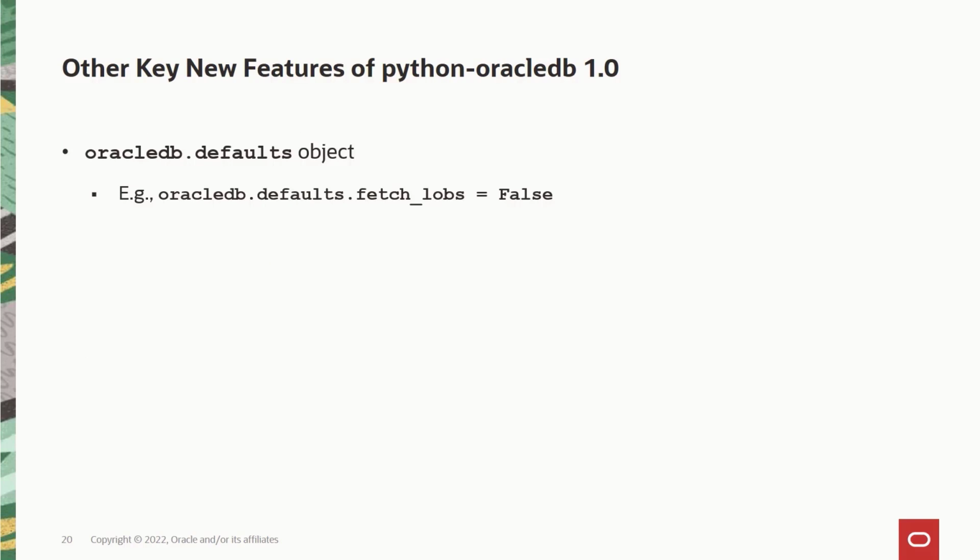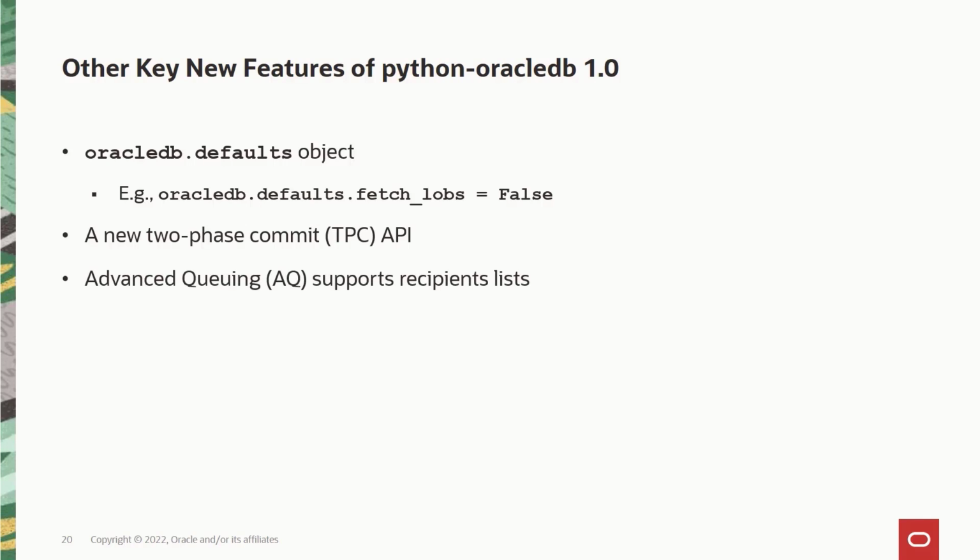A new OracleDB.defaults object has been introduced in Python Oracle DB for setting some common application-wide defaults. For example, the attribute OracleDB.defaults.fetch_lobs can be set to false so that the lobs are fetched as strings or bytes instead of lob object references. This removes the need to implement an output type handler unlike the earlier CX_Oracle driver. Next, a brand new API for two-phase commit has been introduced, which makes distributed transactions easy. Now, advanced queuing supports recipient list in python-oracledb.